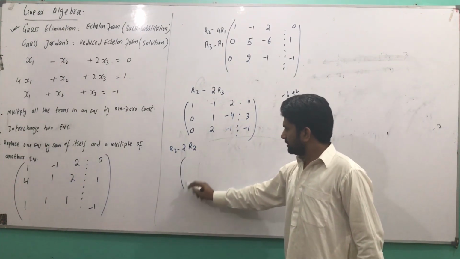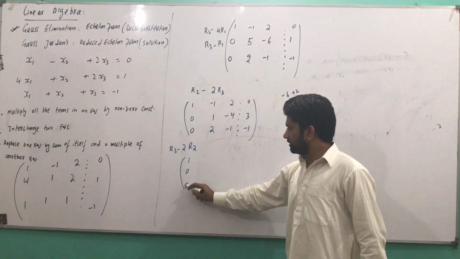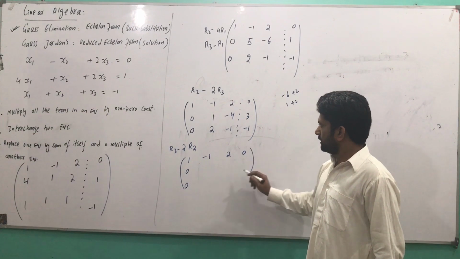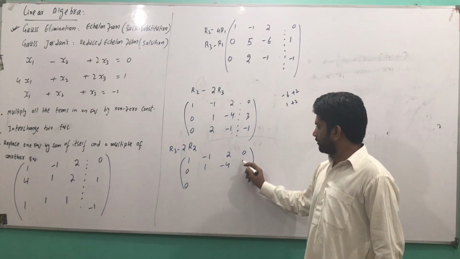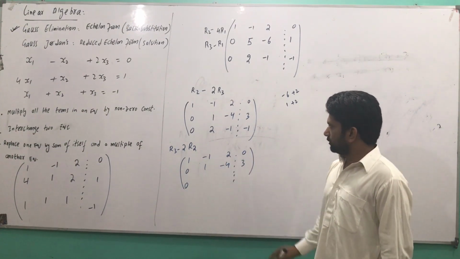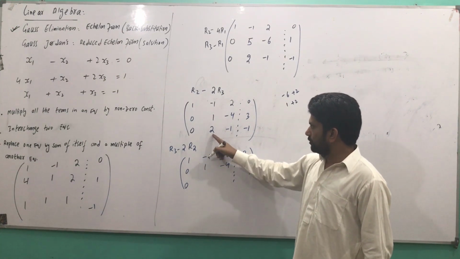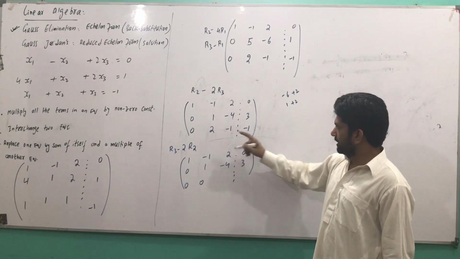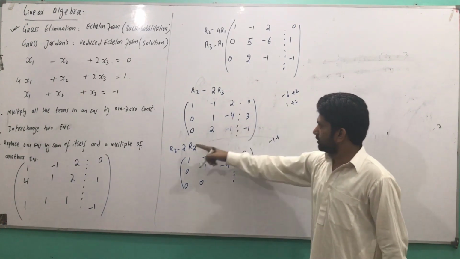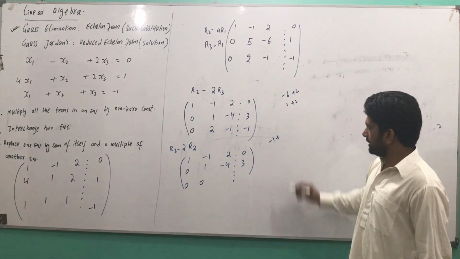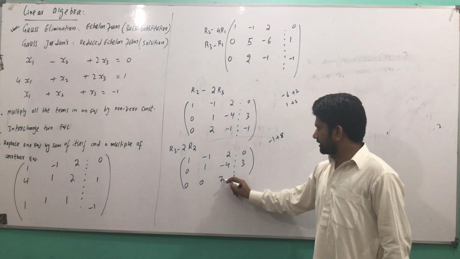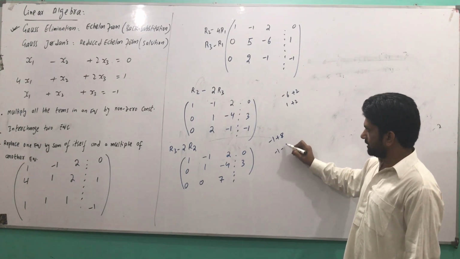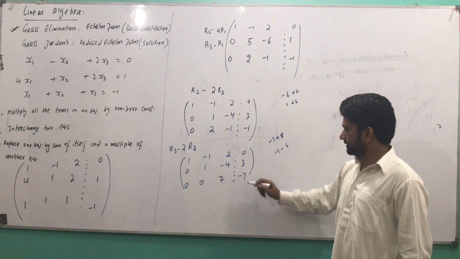So let's do this. 1, 0, 0. This is minus 1, this is 2, this is 0. This is 1, this is minus 4, this is 3. So look, 1, 2 minus 2, we have 0. And here what do we have? Minus 1 plus, because minus and minus we have plus, 8. So we have 7 here. And similarly here we have minus 1 minus 6. So minus 7 is here.